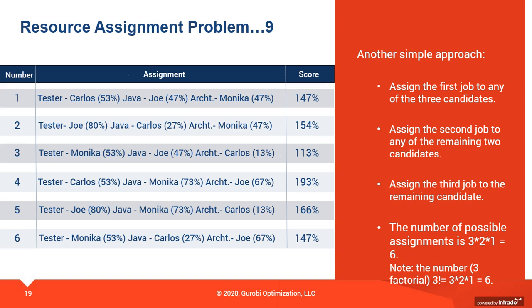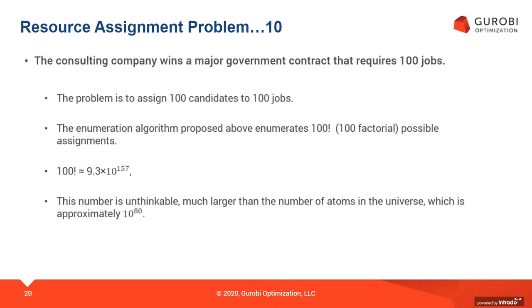So we have all of these possible assignments, and then let's choose the optimal one. So the maximum is 193, and in this particular case, Carlos is assigned to the tester job, Monica is assigned to the Java developer job, and Joe is assigned to the architect job. Also, this looks like a reasonable approach to solve this problem.